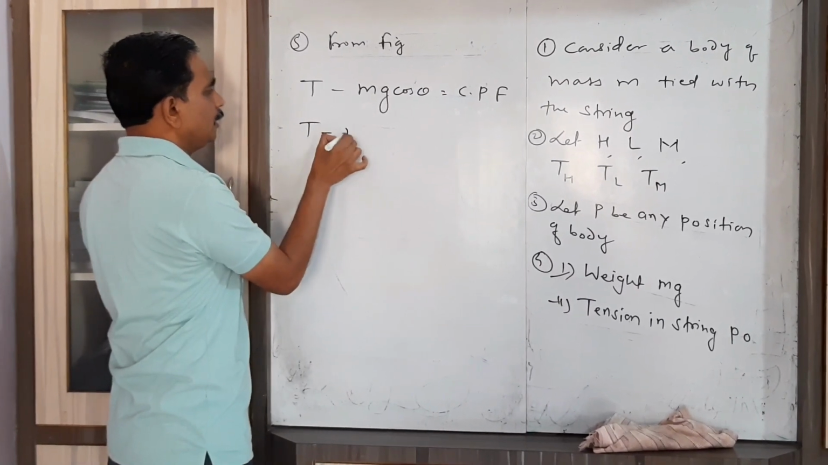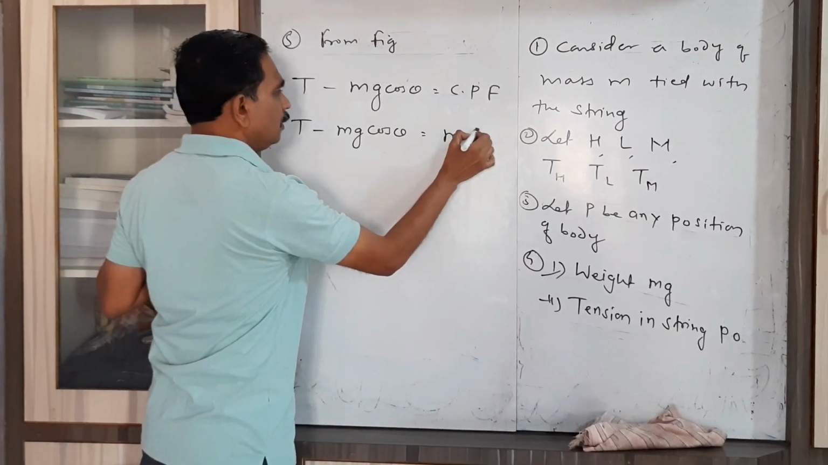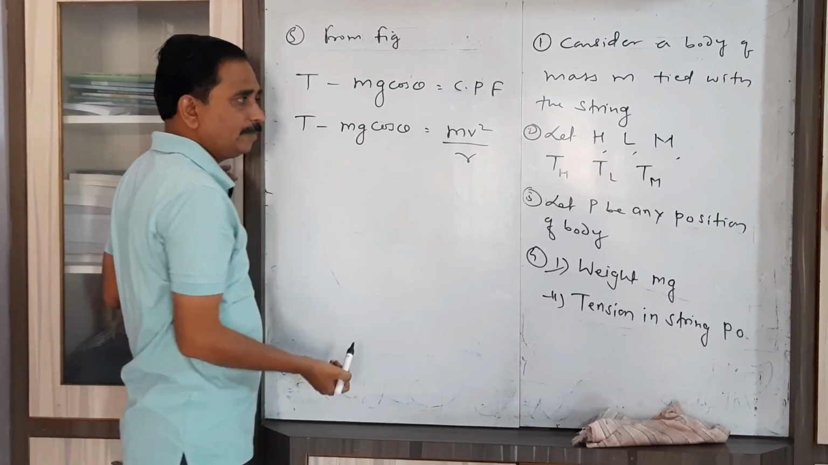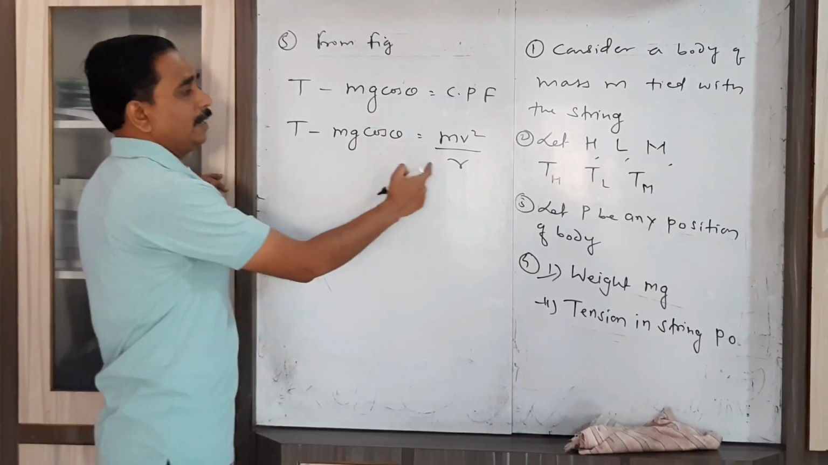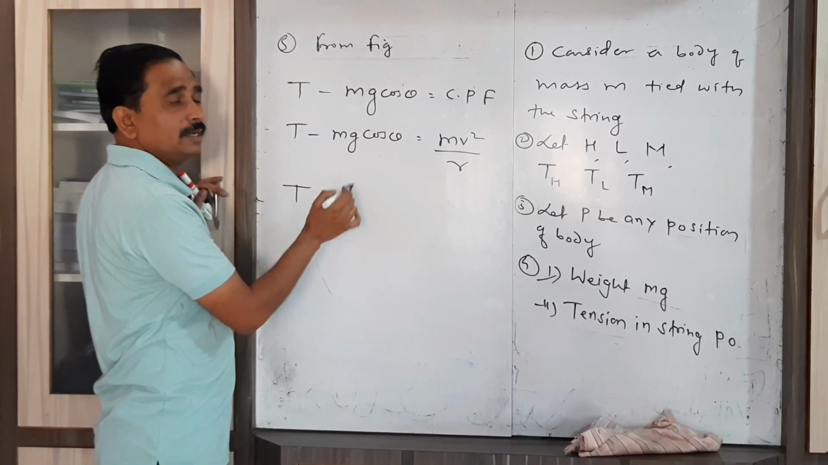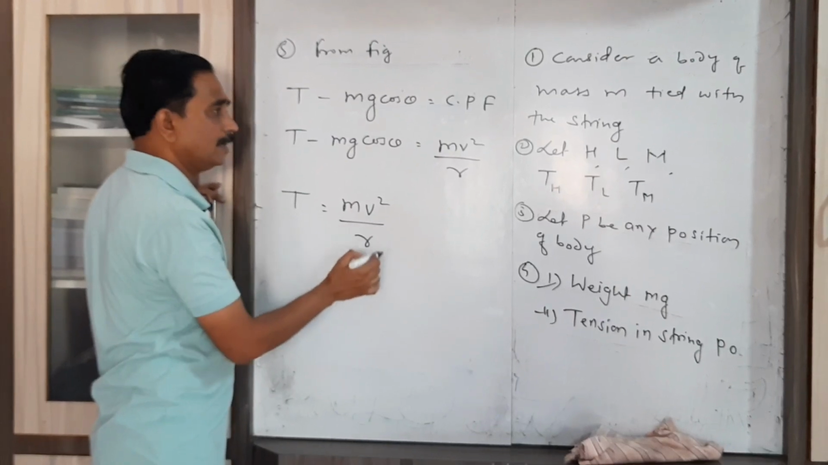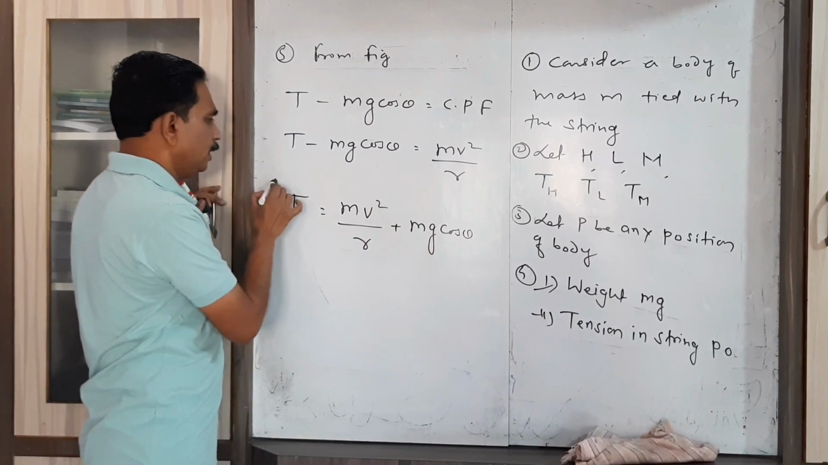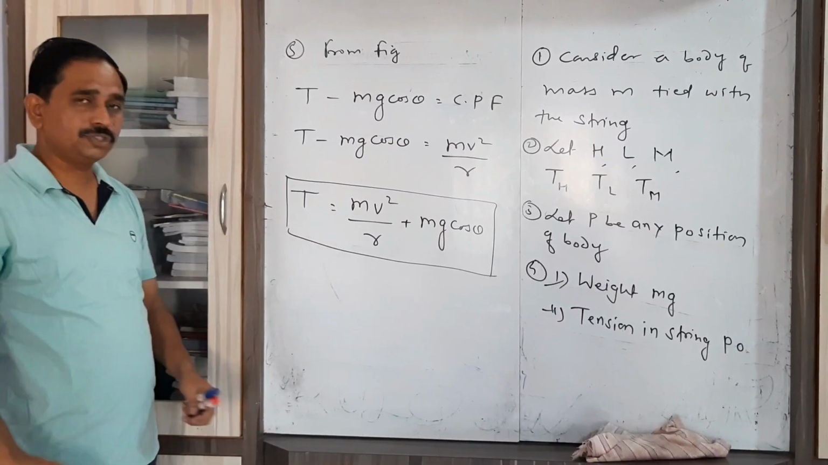So that's why I write here T minus mg cos theta equal to mv square by r, where m is the mass of that body, v is the velocity of that body at position P and r is the radius of that circular path. Now we have to find tension only. Just transfer this term. So we have tension equal to mv square by r plus mg cos theta. So this is the expression for tension in the string at any position P.